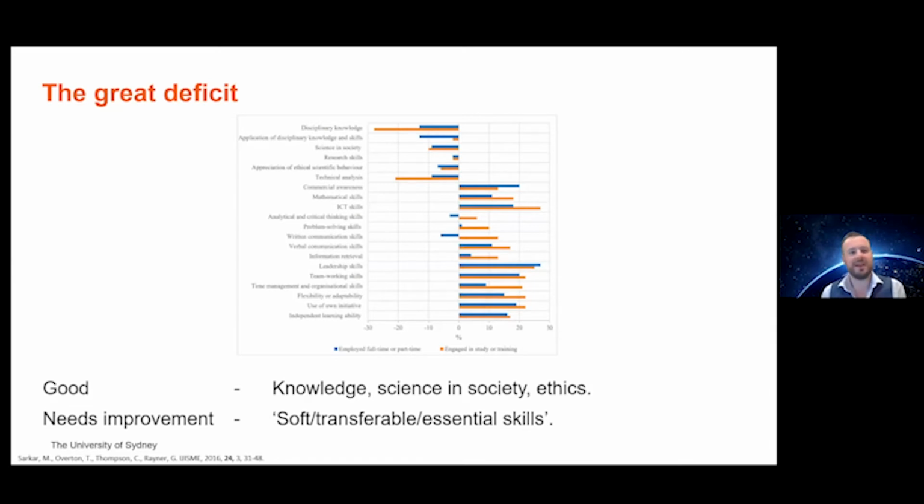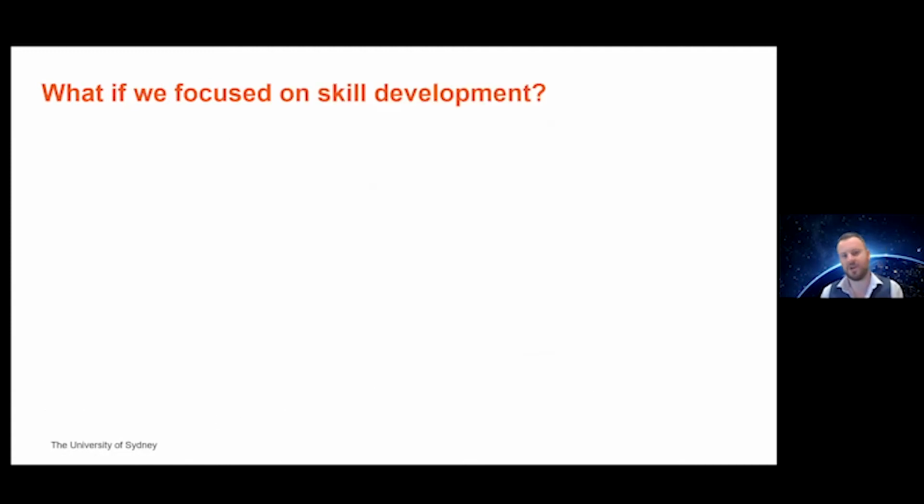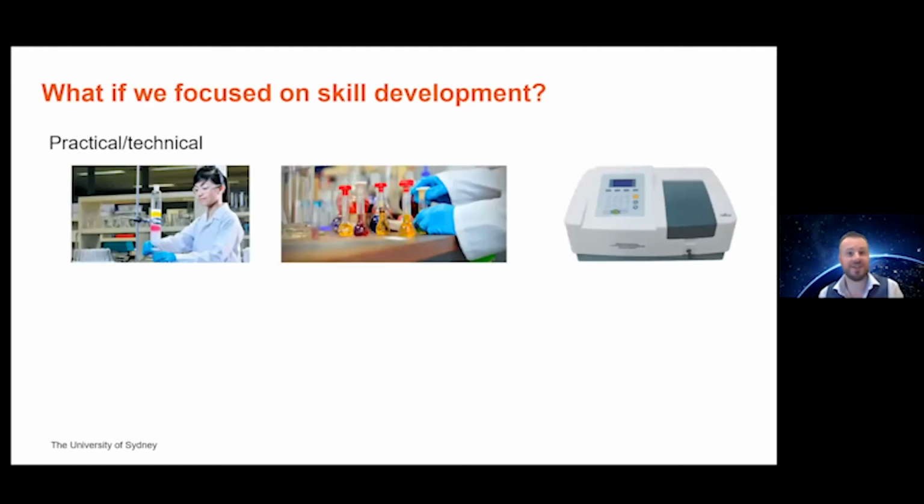But we need to be clear, what do we mean by skills? Really there are 2 main ways that I can interpret that word. Skills could be referring to the practical, technical skills. So we could be talking about a student's ability to run a column, to create standard solutions, or to use certain instrumentation, or to run a synthesis, or any number of technical things. The other interpretation is, of course, the transferable.